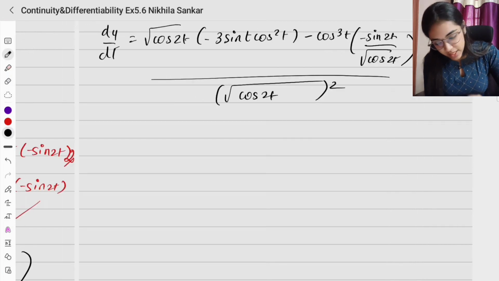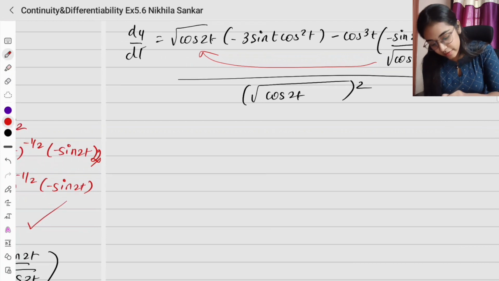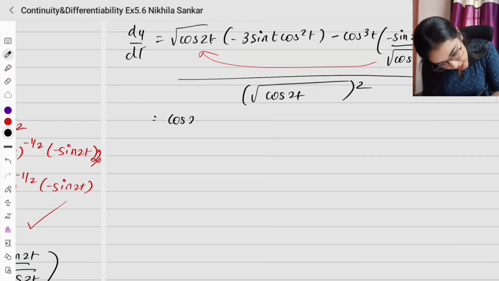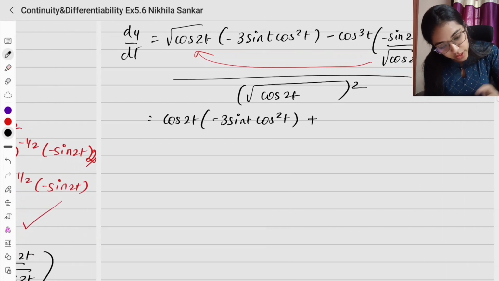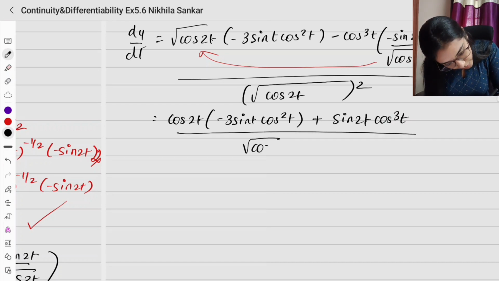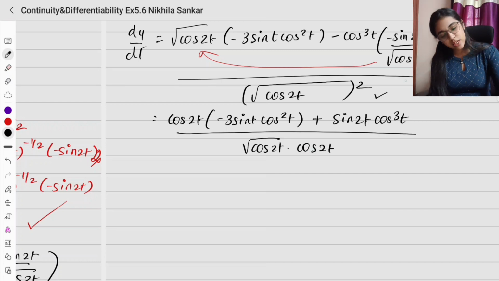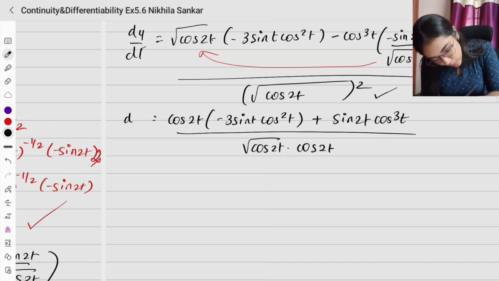So simplifying this again in the same way, taking the LCM, multiplying this with the square root of cos 2t, I'll have cos 2t times minus 3 sin t cos square t, and minus into minus is going to be a plus. So I'll be left with sin 2t times cos cube t divided by square root of cos 2t times cos 2t. Here, once we do the square, I'll be left with only the term without the square root. So this is my dy by dt.